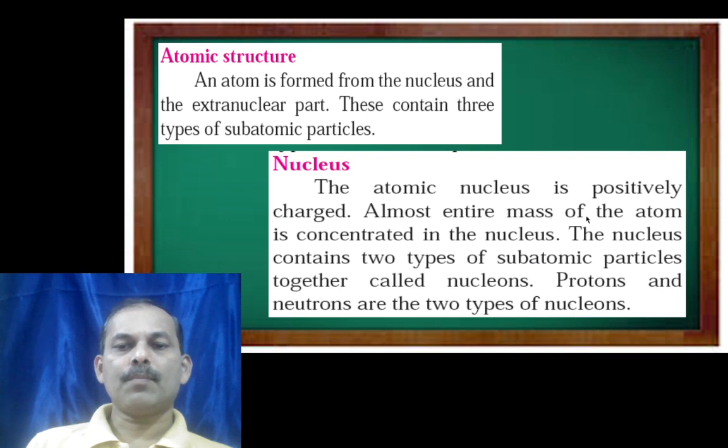Almost the entire mass of the atom is concentrated in the nucleus. The nucleus contains two types of subatomic particles, together called nucleons. Protons and neutrons are the two types of nucleons.